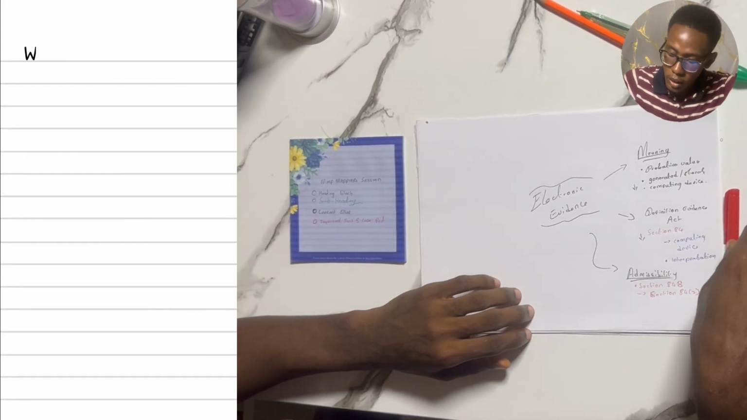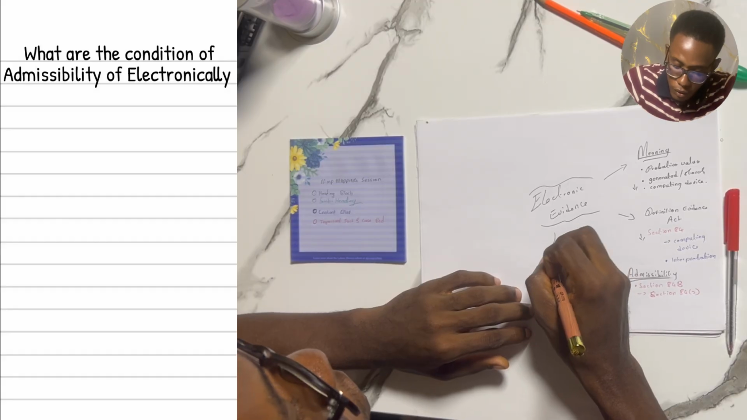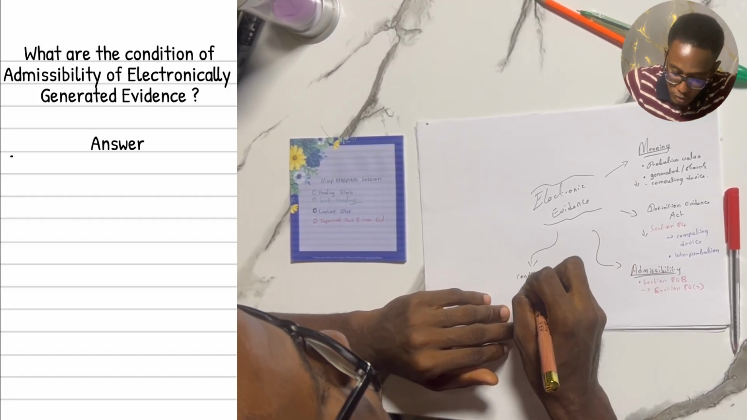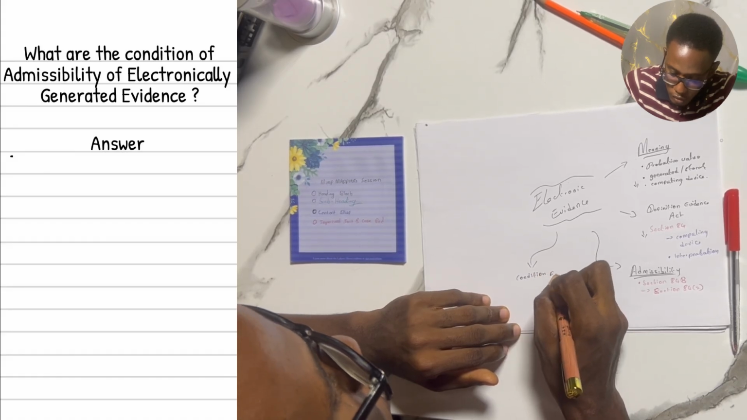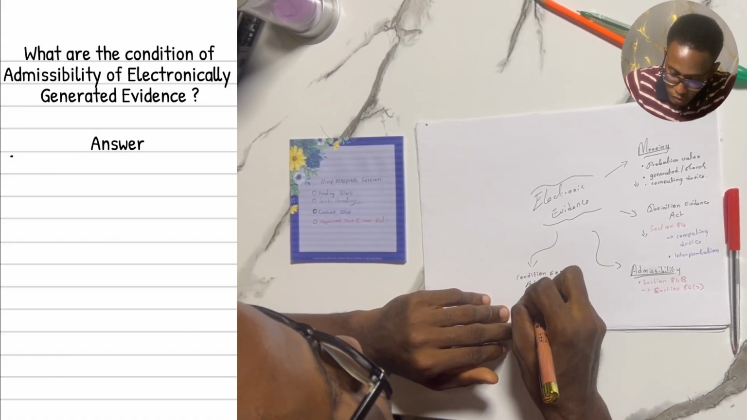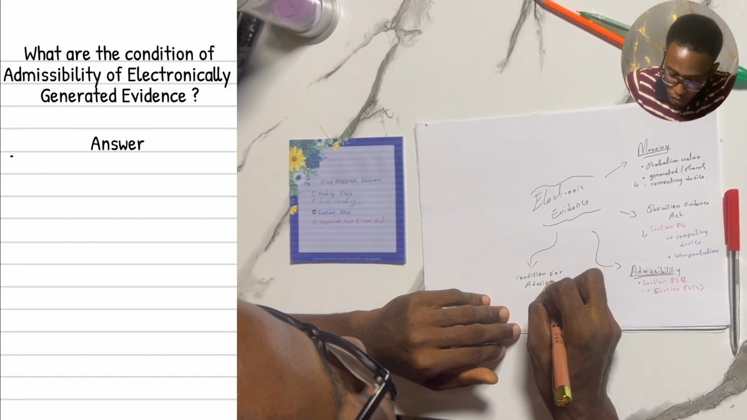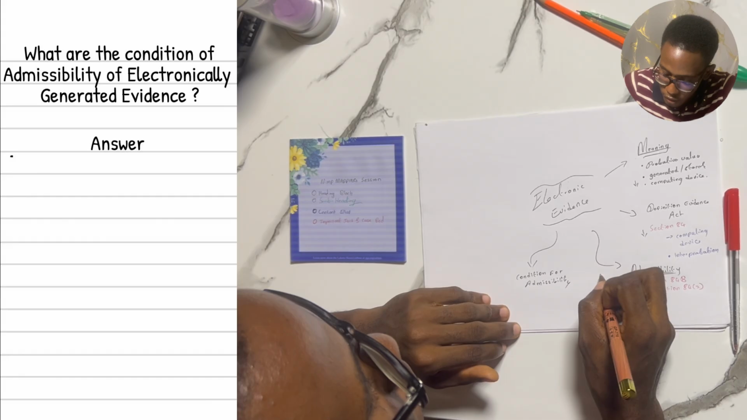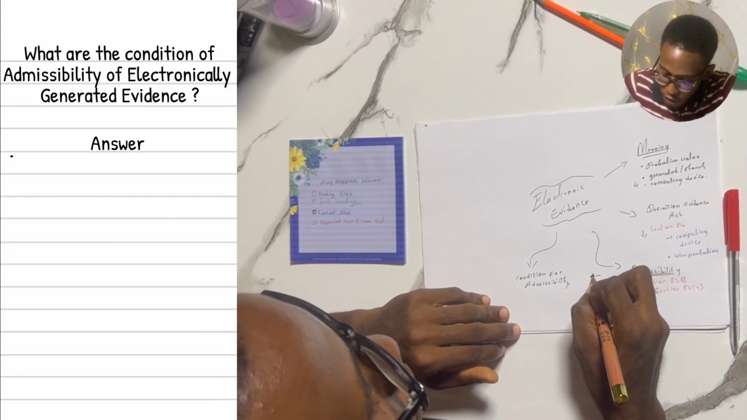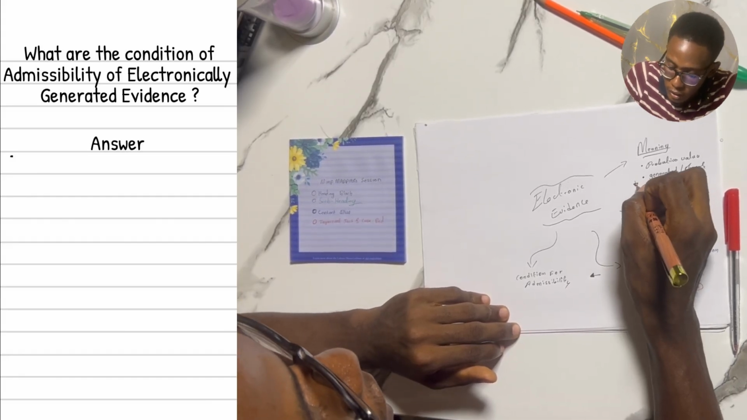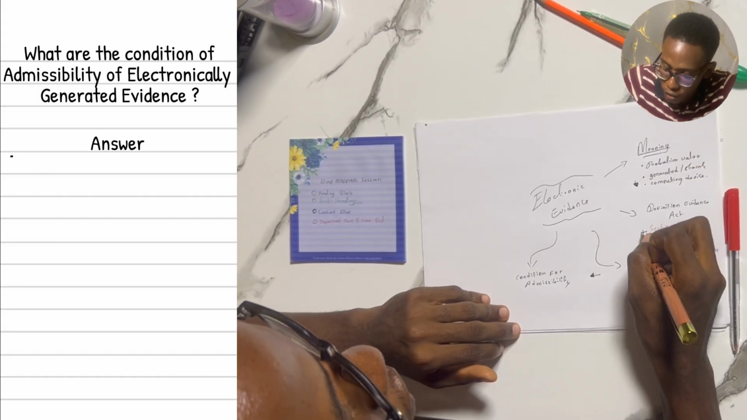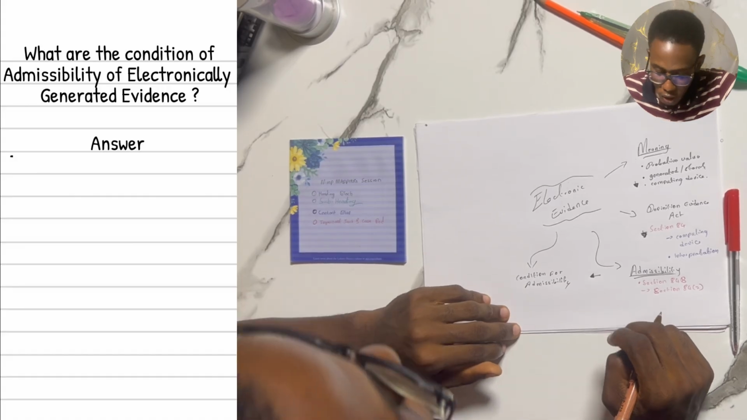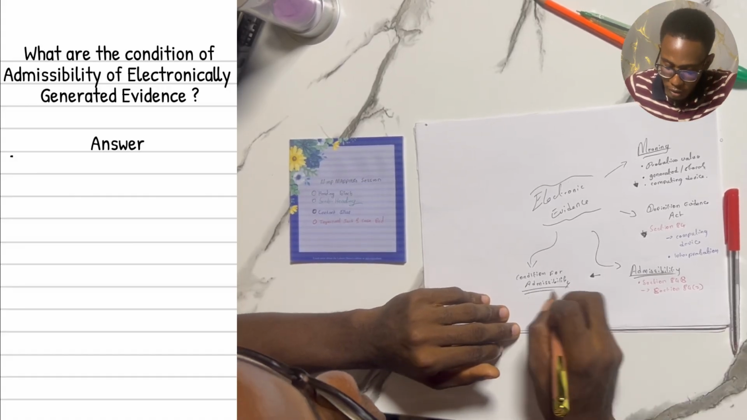Next one is, what are the conditions for admissibility? So yeah, I'm going to draw my arrow. Sorry, I make this arrow thicker than that one so I can know the flow of the information. As you can see, I'm going clockwise, it seems. So what is the condition for admissibility?